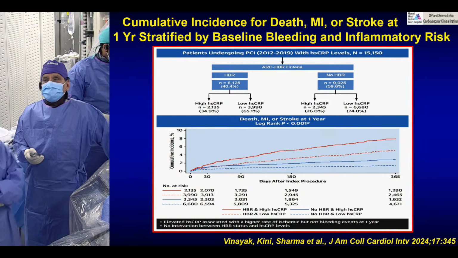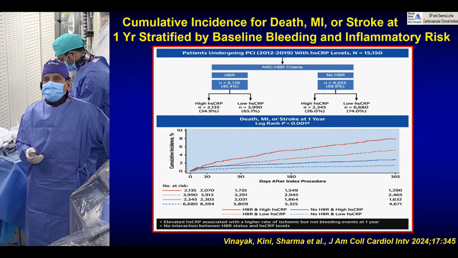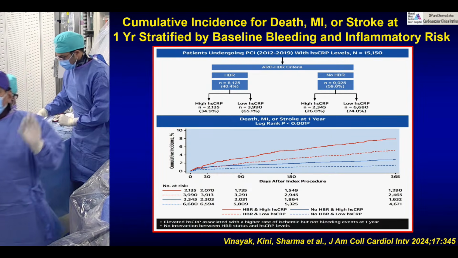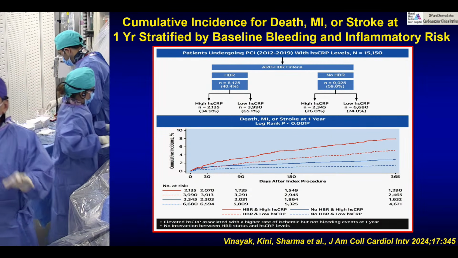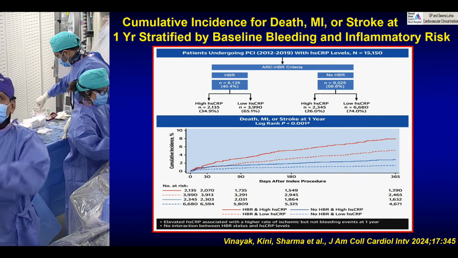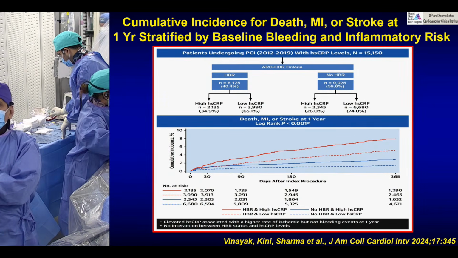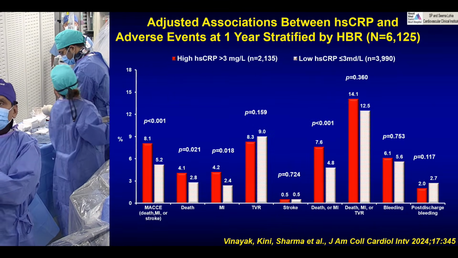So high CRP defined as more than 3. Highest events happened in high bleeding risk and high CRP. Lowest events happened in no high bleeding risk and low CRP, and others are in between as shown here. Very important was there was no interaction between the high bleeding risk status and the CRP level.